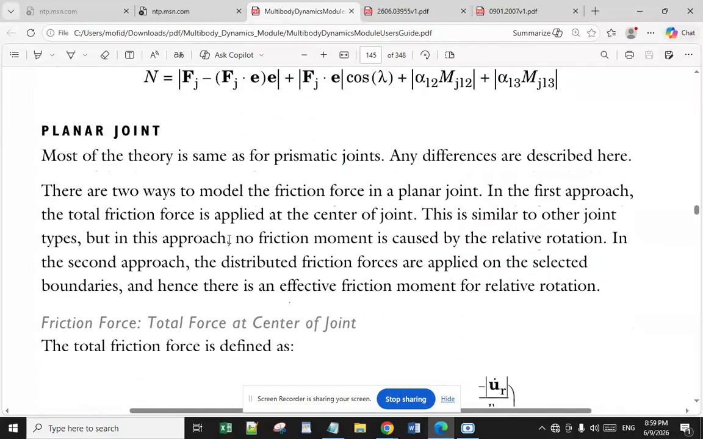Planar joint. Most of the theory is the same as the prismatic joints. Any differences are described here. There are two ways to model the friction forces in a planar joint. In the first approach, the total friction force is applied at the center of the joint. This is similar to other joint types, but in this approach, no friction moment is caused by the relative rotation. In the second approach, the distributed friction forces are applied on the selected boundaries, and hence there is an effective friction moment for relative rotation.